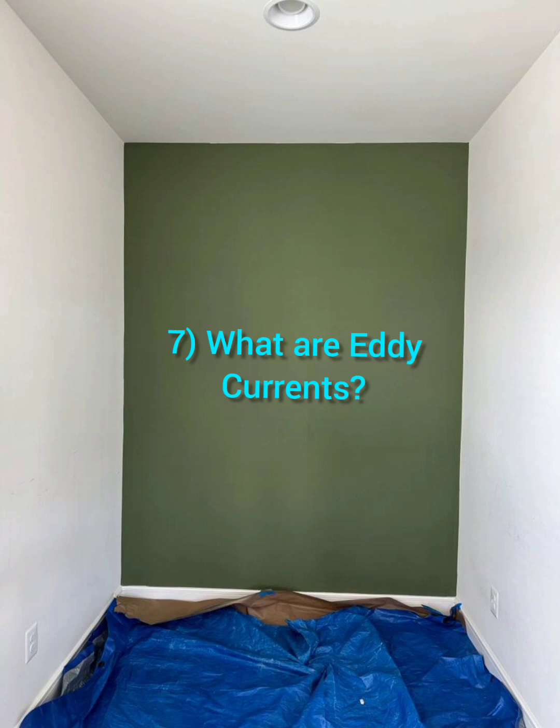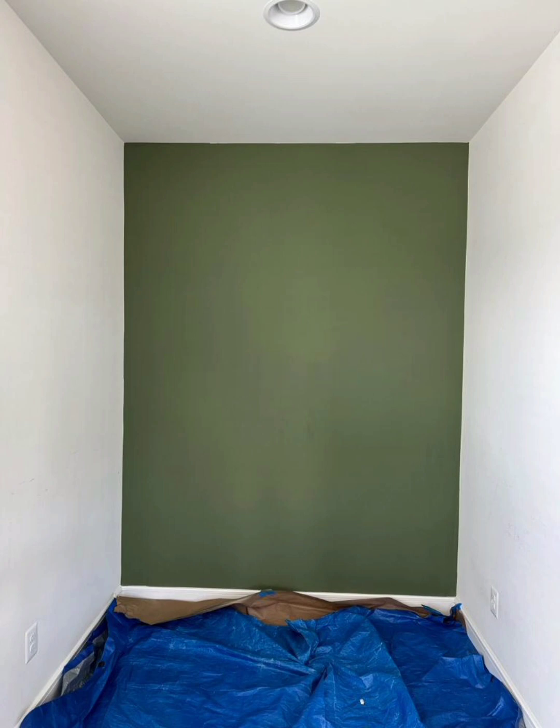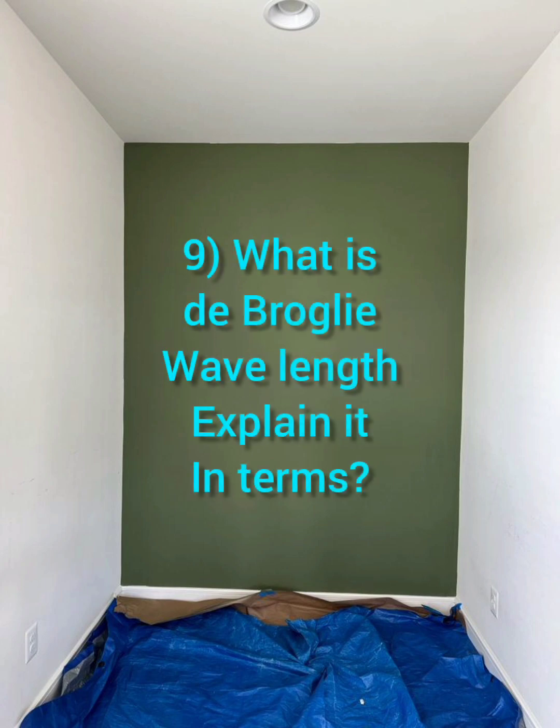These induced currents are called eddy currents. 8. The process of liberating an electron from the metal surface due to light energy falling on it is called photoelectric effect. 9. De Broglie hypothesis: matter will also exhibit wave nature when it is in motion.